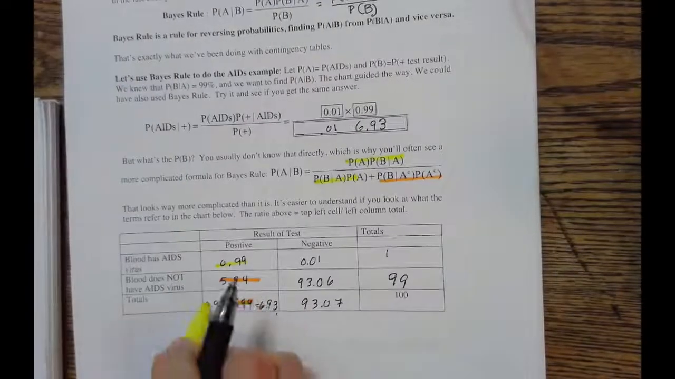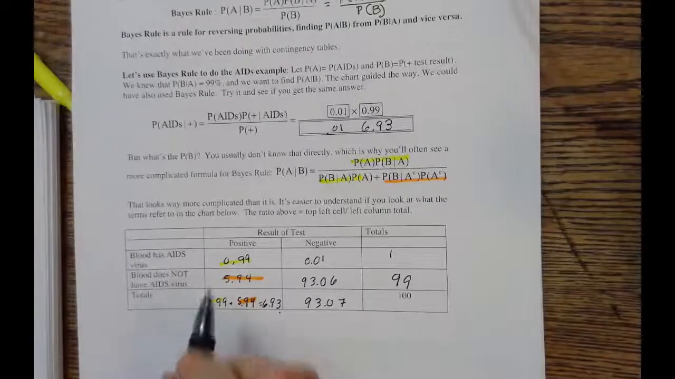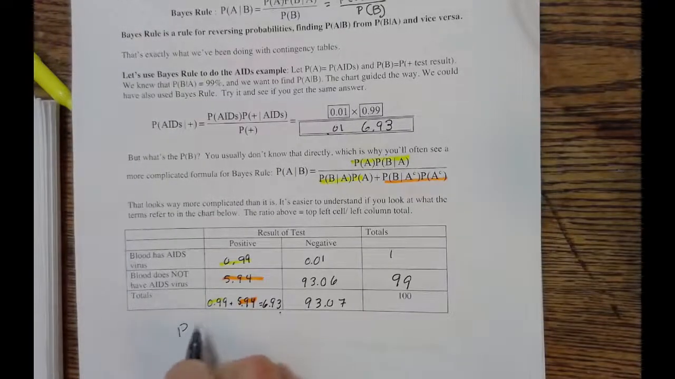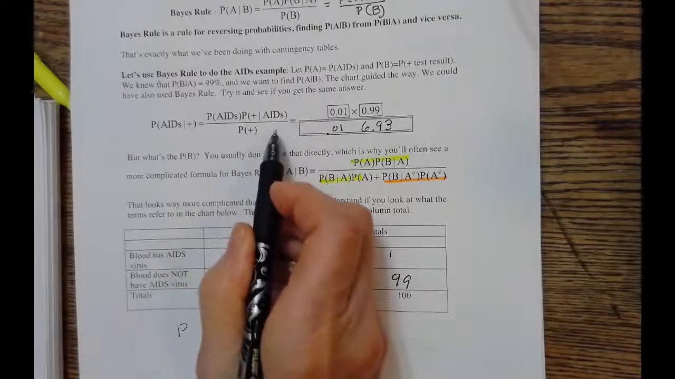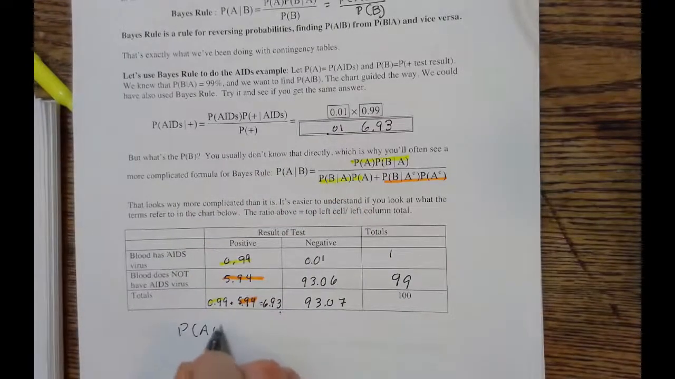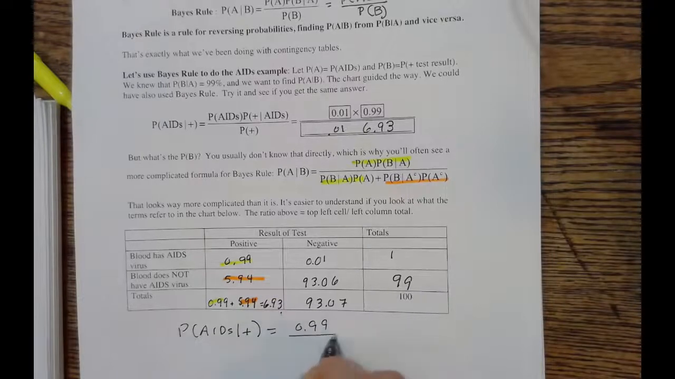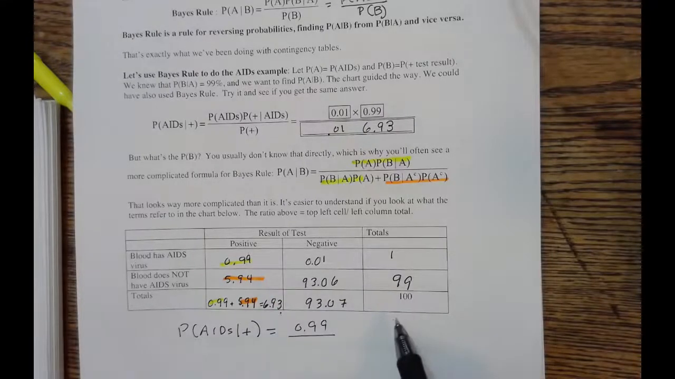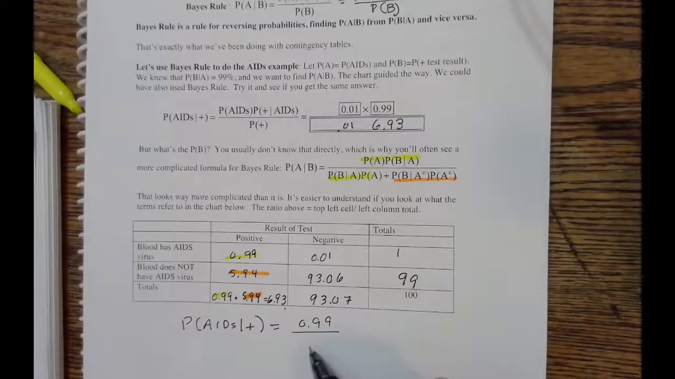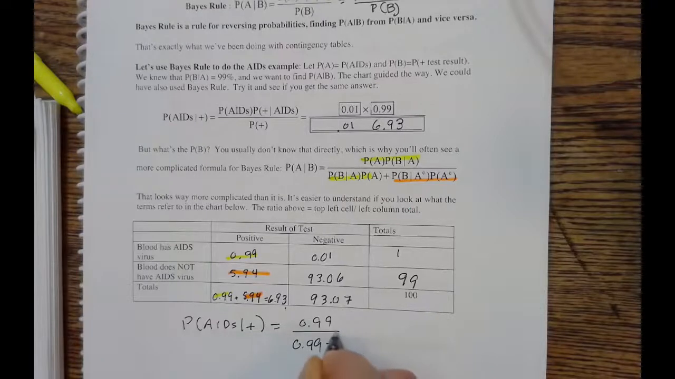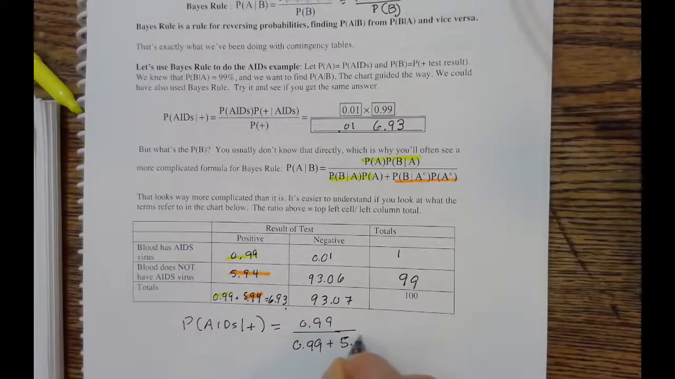So as you can see, we knew the probability of positive given AIDS, and we found out the probability of AIDS given positive is just the true positives, the one person out of 100 who really has AIDS, over the total number of positives. This one and the 6 who have the false positive. Right? So that's our answer, and that's all we're doing here.